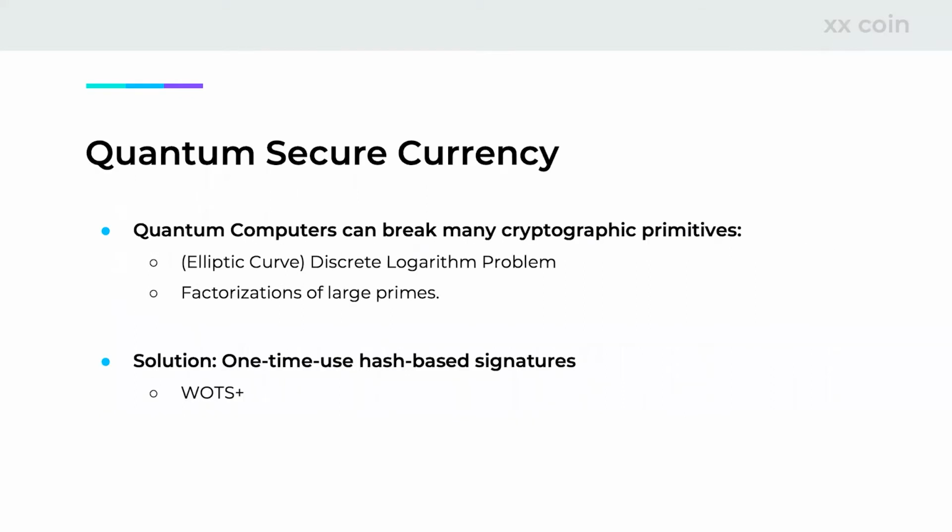So why a quantum secure currency? Quantum computers are closing in, and the algorithms that run on these computers can actually break a lot of the cryptographic primitives out there. As you're probably familiar, Shor's algorithm or even Grover's algorithm are serious threats to present day cryptography. As an example, Shor's algorithm can break the discrete logarithm problem and the factorization of large primes. To solve that, we use one-time hash-based signatures, more concretely, the Winternitz Plus scheme. This was introduced in 2013. It is a very interesting scheme with very solid security proofs. So we decided to go super safe, with a very well-established scheme, and this is the one we use.